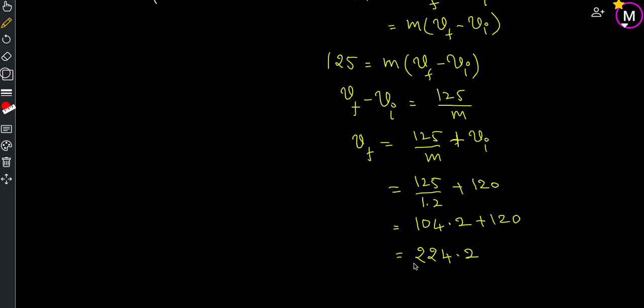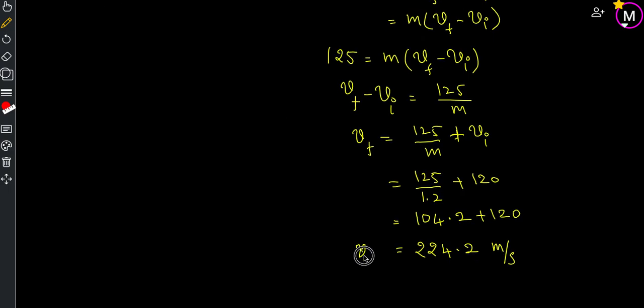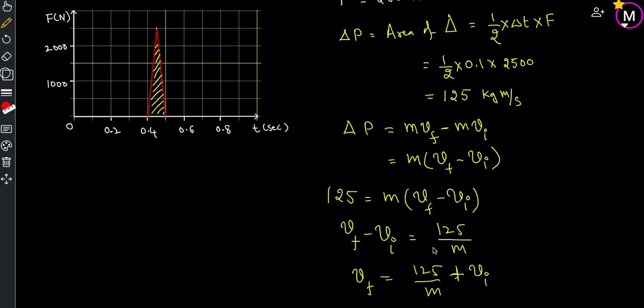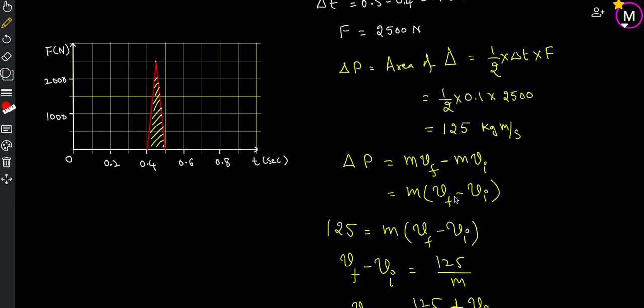So since this is final velocity, we can write it in meters per second, because this is velocity and the units are meters per second. So the area under the curve, we are taking it as half delta t times Vf, because this is a triangular shape. Okay, and this is from the formula.